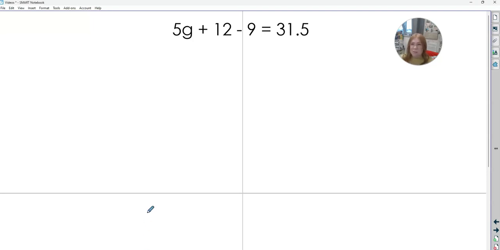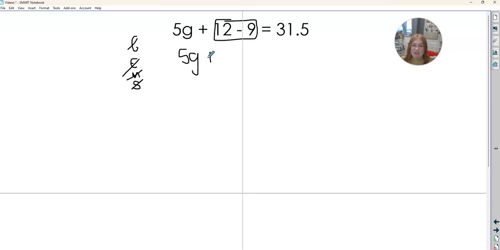All right, let's look at some problems to help us be successful in this group. So if we are following this here, we are going to use GEMS to simplify first. So we do not have any groups. We don't have any exponents. We do have this multiply 5g, but we don't know it. We don't have any divide, and we do have this subtraction problem right here, 12 minus 9.